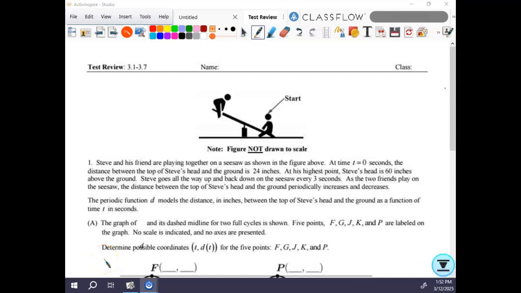All right, here is the key to the review.